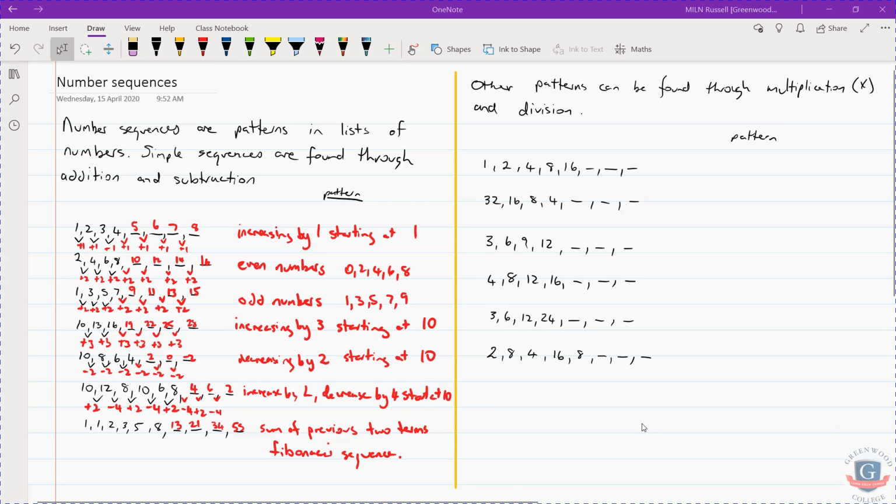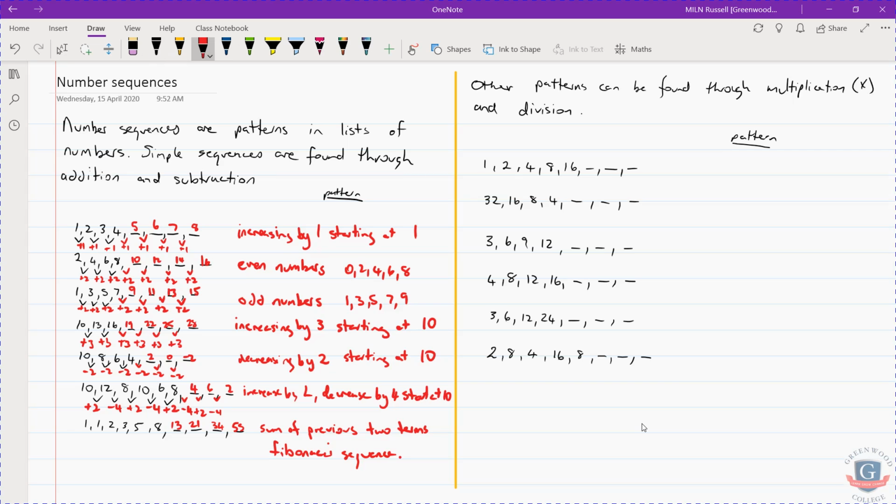Okay, so now we're going to continue our number patterns, this time through multiplication and division. And again, we're going to be looking for patterns, and see if we can name them. So let's start with the first one, remembering this time we're looking for multiplication and division.